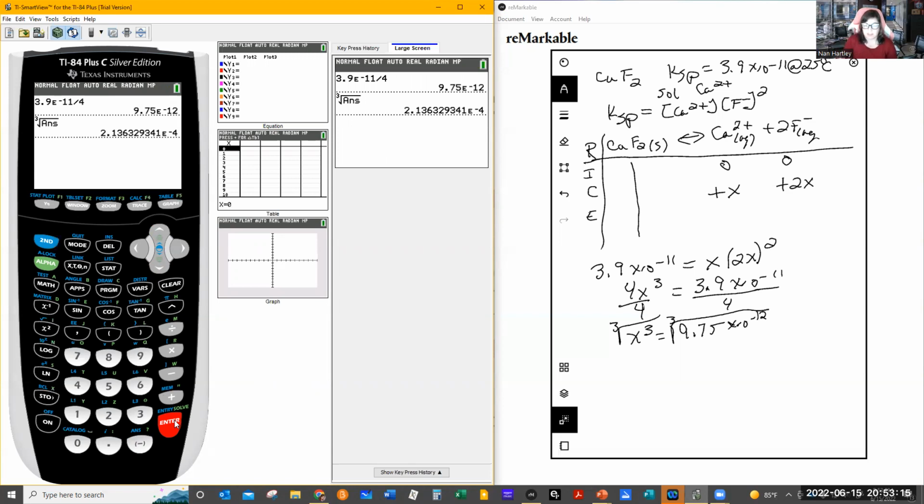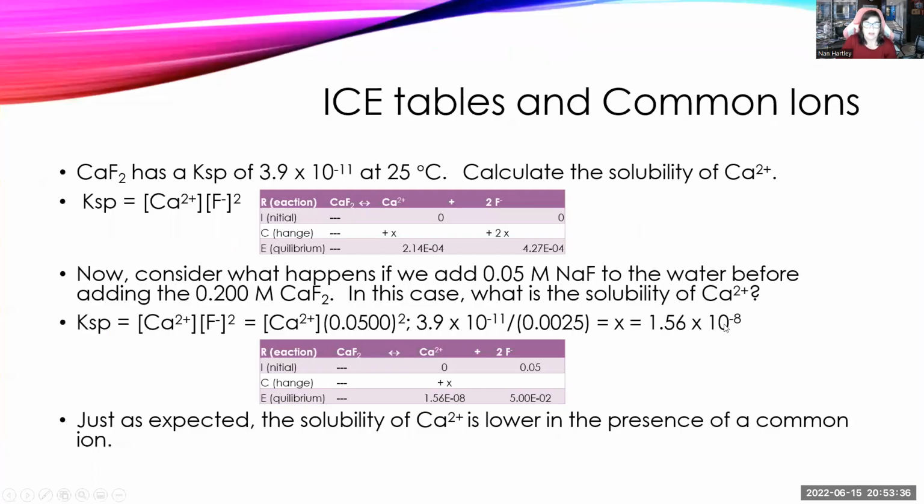Now, how many sig figs should I have? Well, I had 2 in my first number. It's 3.9 times 10 to the minus 11. So it should be 2 significant figures right here. So 2.1 times 10 to the minus 4th is the number that I should be reporting. And if we go back and look at our slides, you'll see that that's the value that I have here, except I've reported it to the wrong number of sig figs. Go me, awesome.